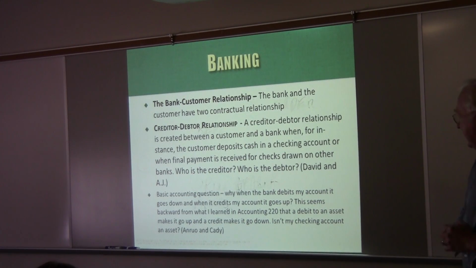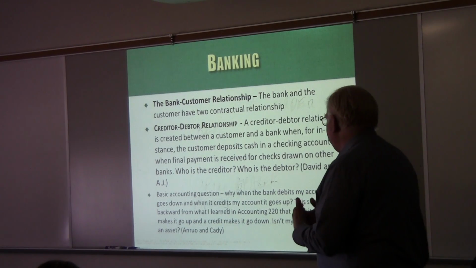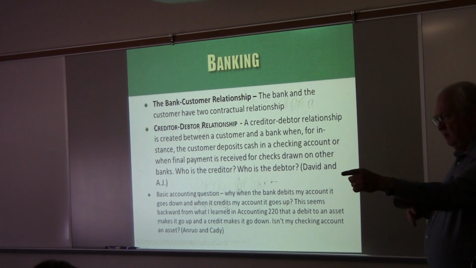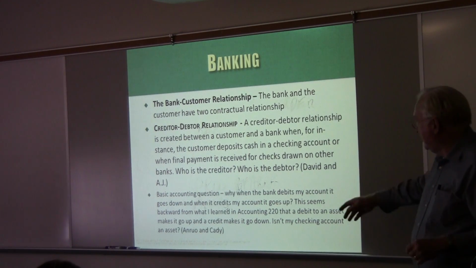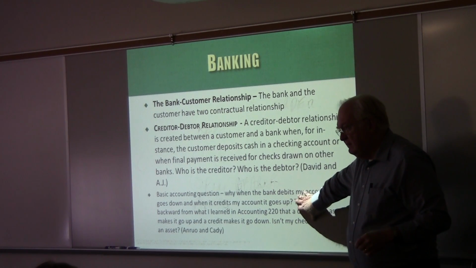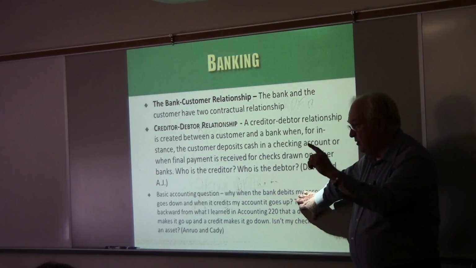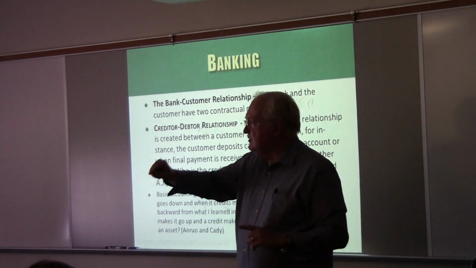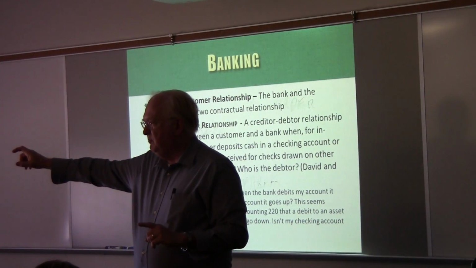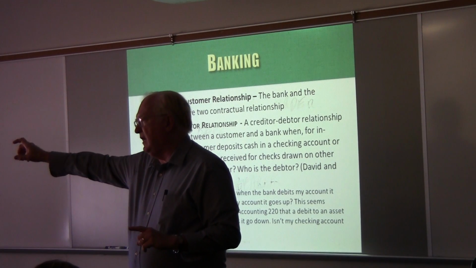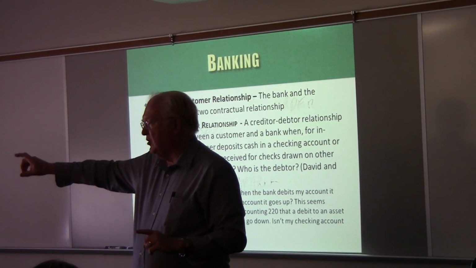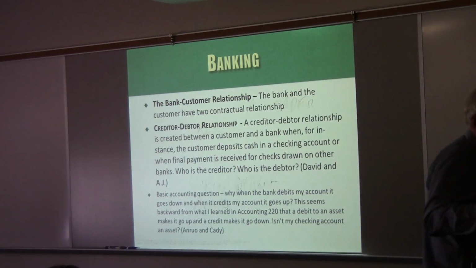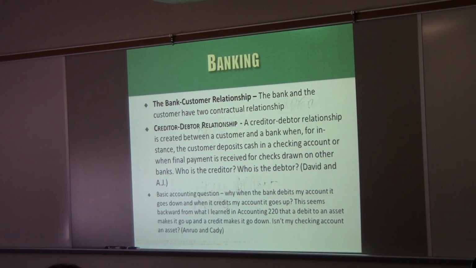So how come when they debit my account it goes down? Because it's an asset to you, but to the bank it's a liability. The terminology is consistent from the point of the bank, because to debit a liability account makes it go down, to credit makes it go up. I wondered that for years, and now I know.